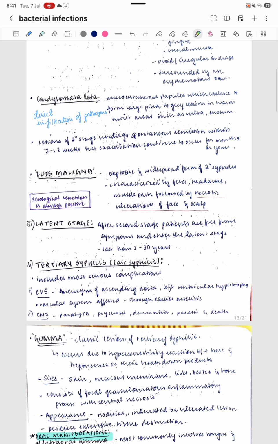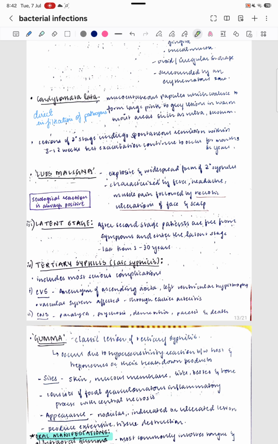Now coming to Lues maligna, an explosive widespread form of the secondary syphilis, characterized by fever, headache, and necrotic ulcerations of the face and scalp. This is the malignant type of secondary syphilis. Serological reaction is always positive in this stage.